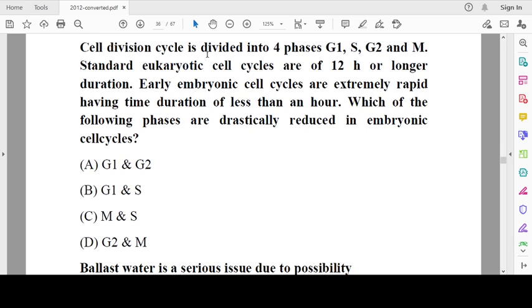Cell division cycle is divided into 4 phases: G1, S, G2, M. Standard eukaryotic cycles are 12 hours or longer in duration. Early embryonic cell cycles are extremely rapid, with a duration of less than an hour. So they are asking which of the following phases are drastically reduced in the embryonic cell cycle. Here G1 phase and G2 phase are the two phases that are drastically reduced in the cell cycle.